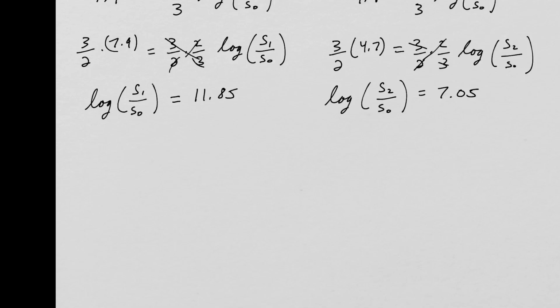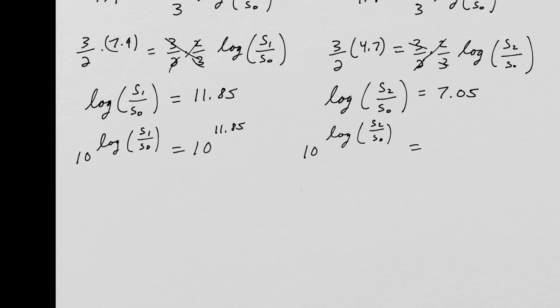So in other words, I want to do 10 raised to the log of S1 over S naught, and the other side is going to be 10 raised to the 11.85. And over here, it'll be 10 raised to the log of S2 over S naught, and the right-hand side will be 10 raised to the 7.05. Okay?